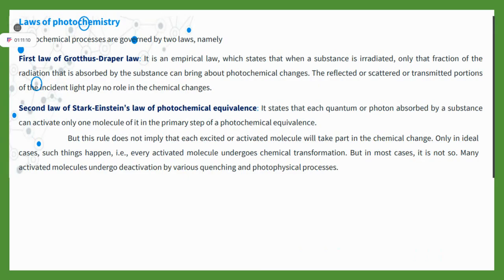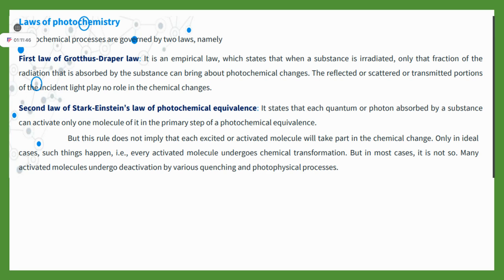Then there are two laws of photochemistry. One is Grotthuss-Draper law. According to this law, this is a very simple law, they are saying that only the light that has been absorbed by an organic molecule matters. Let's say you have given a molecule 100 watt intensity light, right? But it has absorbed only 60 watt intensity light. So they are saying that 60-watt light is responsible for a photochemical change. Let me read it for you.